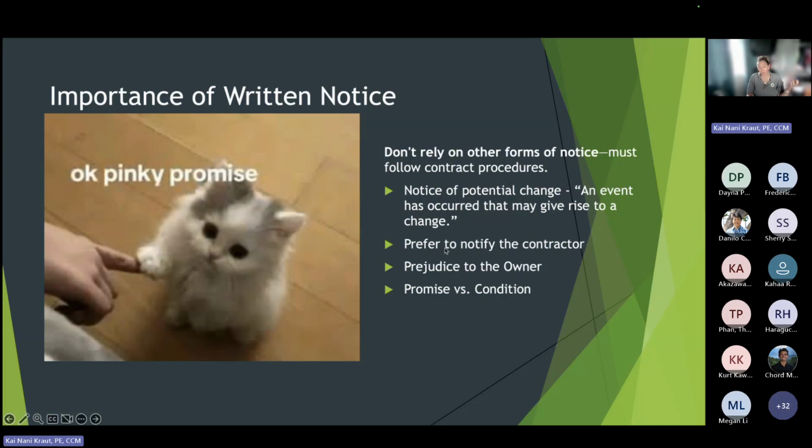Okay, so notice of potential claim, an event that occurred. I prefer to notify the contractor to say, basically, if you don't provide notification, you're going to waive your rights. So you better follow it or you're done, and I'm going to reject it. Prejudice to the owner, promise versus condition. That's what we're going to talk about next.